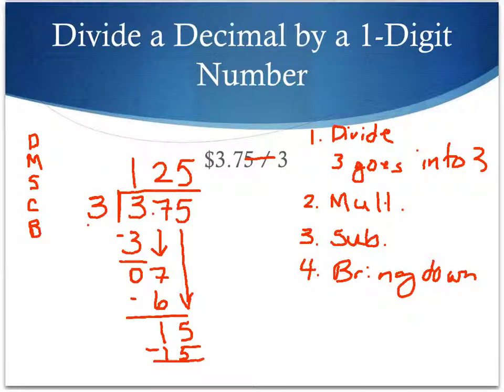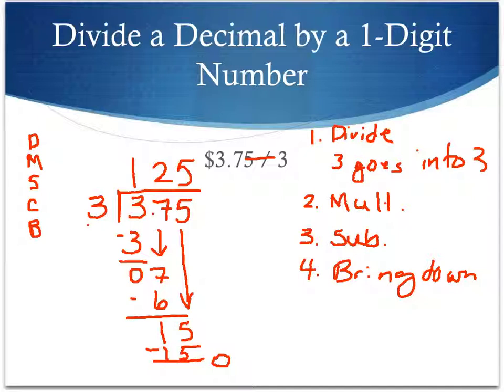And finally, I will subtract. 15 take away 15 is 0. And what you'll notice now is that I have 0 as a remainder, and I have no more numbers to bring down. I know that 0 is less than 3, so I divided it correctly. Therefore, I'm done solving the problem with the division part.